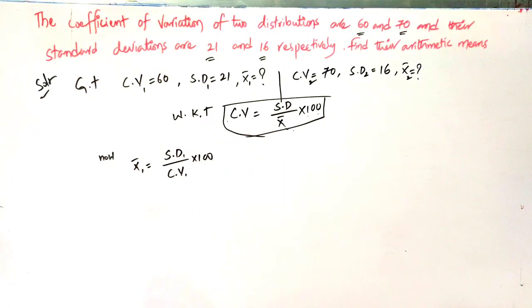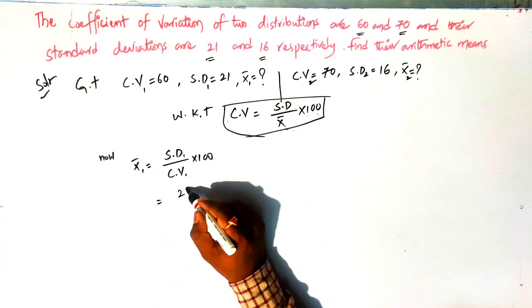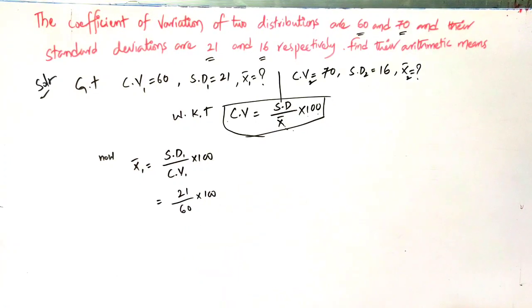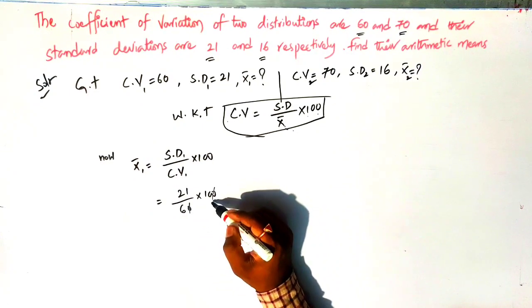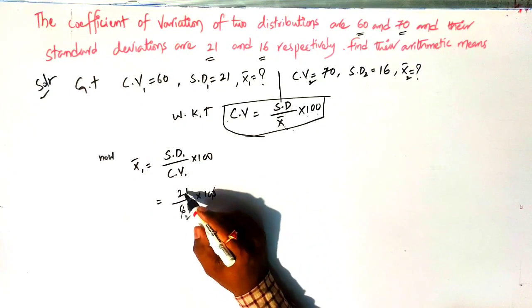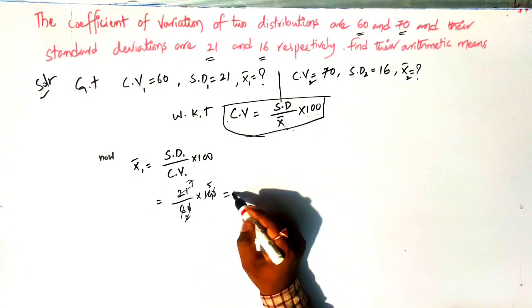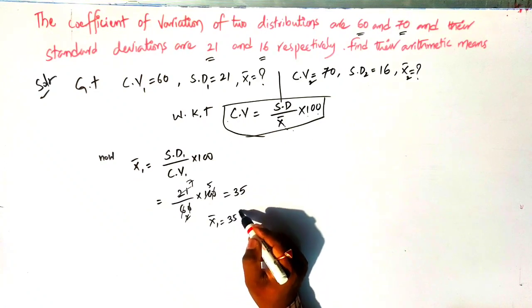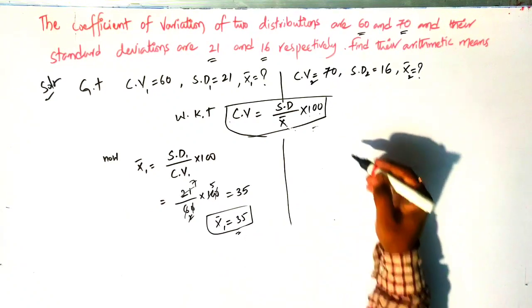So what we get here is 21 divided by 60 into 100. 21 divided by 60 into 100. So we get 3 2s are 6, 3 7s are 21, 7 5s are 35. So x1 bar, that is nothing but 35 we got here. So x1 bar equals 35.